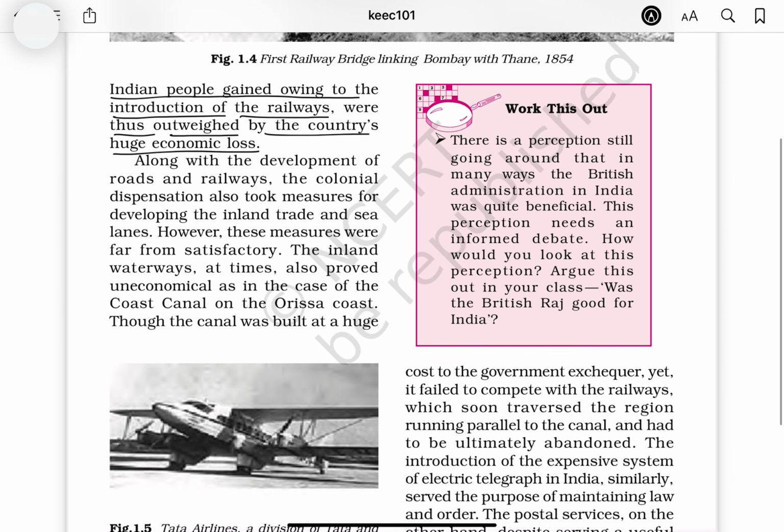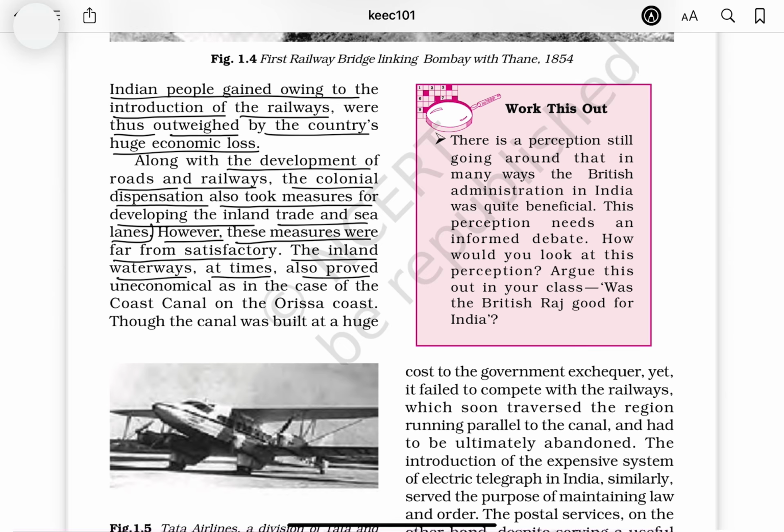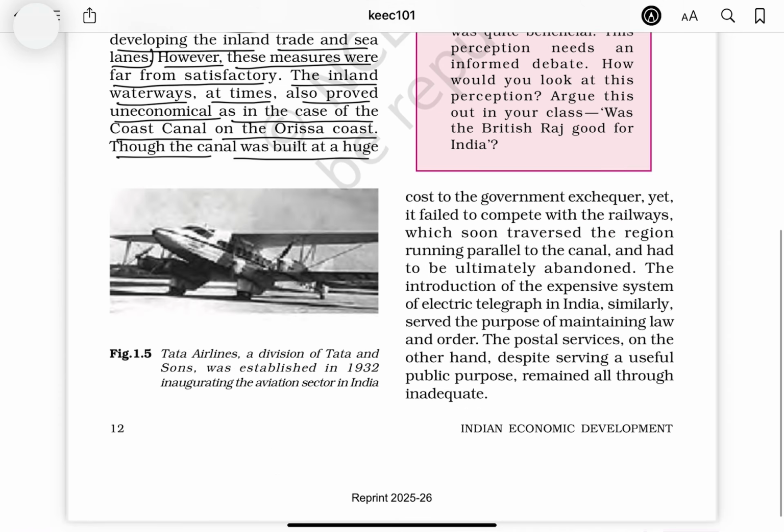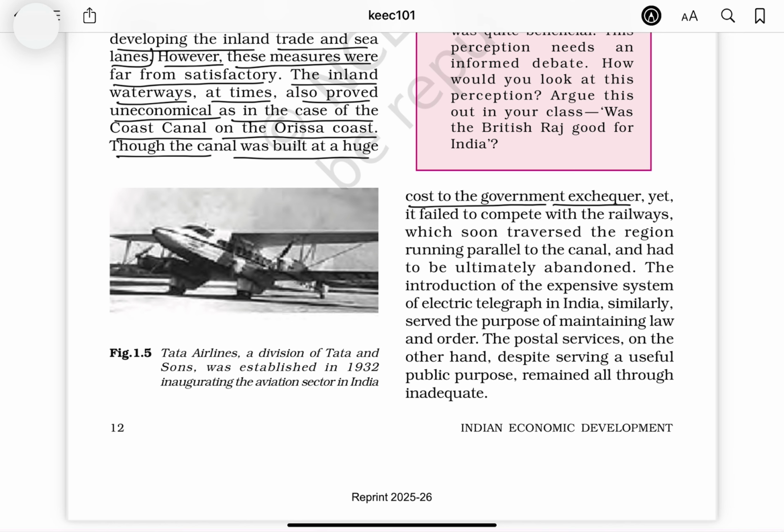loss. Along with the development of roads and railways, the colonial dispensation also took measures for developing the inland trade and sea lanes. However, these measures were far from satisfactory. The inland waterways at times also proved uneconomical, as in the case of the Coast Canal on the Orissa coast. The canal was built at a huge cost to the government exchequer, yet it failed to compete with the railways which soon traversed the region running parallel to the canal and had to be ultimately abandoned.